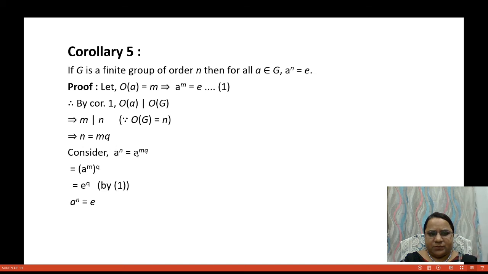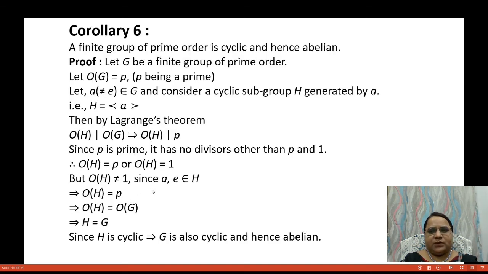Consider a raised to n, which is equal to a raised to mq. This a raised to mq can be written as (a raised to m) whole raised to q. So this a raised to m, from equation 1, can be written as e raised to q. This is by equation 1. So a raised to n is equal to e. That is your corollary 5.